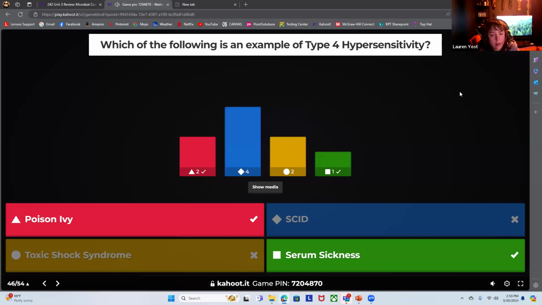Alrighty, so this one, we didn't really talk about serum sickness or anything. So honestly, do not worry about that. That one's not going to be on your test. So really, poison ivy, if you got that one, that would have been the correct answer here. So which of the following would be type 4? We're going to just focus really only on poison ivy.